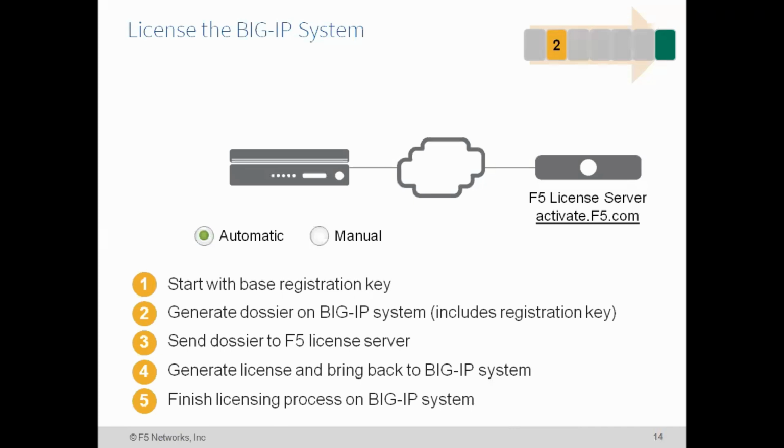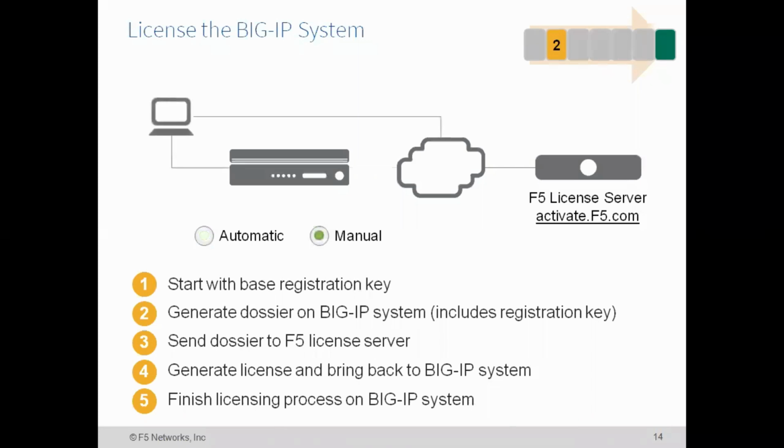In that case, you don't need to generate the dossier manually. Automatically the BIG-IP box will generate the dossier, automatically send it to the F5 licensing server, and it will generate the license and automatically install it onto the F5 device. So your BIG-IP device should have direct access to the internet.